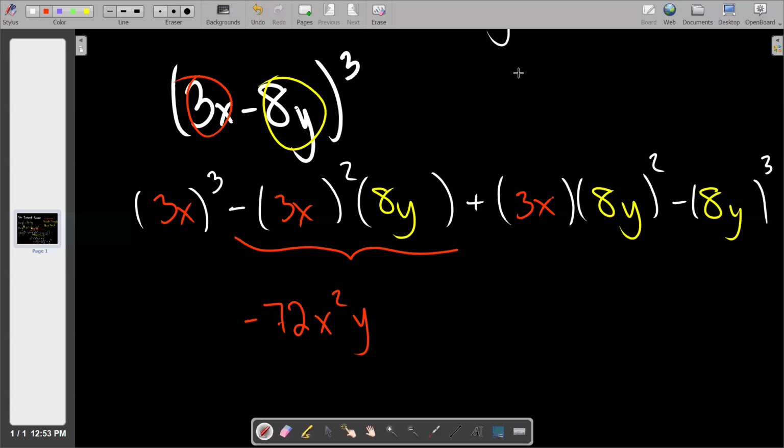Part of me thinks I should take it off the recording, but I'm going to leave it here. I'll own this. Brady, we did this together. We forgot to put the 3 here and the 3 here. So yeah, it's 72, but it's times 3. So it should be negative 216 x squared. I did it. Gosh, apologies for that.